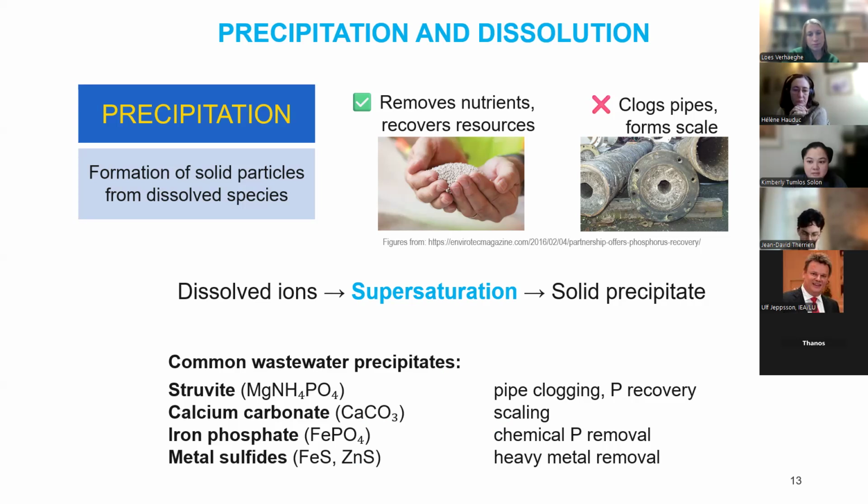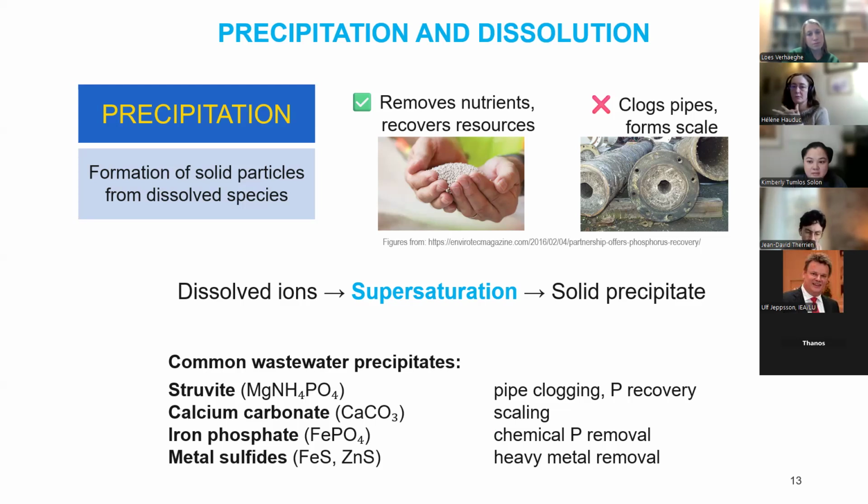Struvite, before, we always talked about struvite because it's the one that causes cloggings in the pipes, especially in the sludge line. But now we'll talk more about struvite in the context of resource recovery, because I think it's one of the most common fertilizer products that you can recover from the wastewater. Calcium carbonate is also a common precipitate that causes scaling as well.